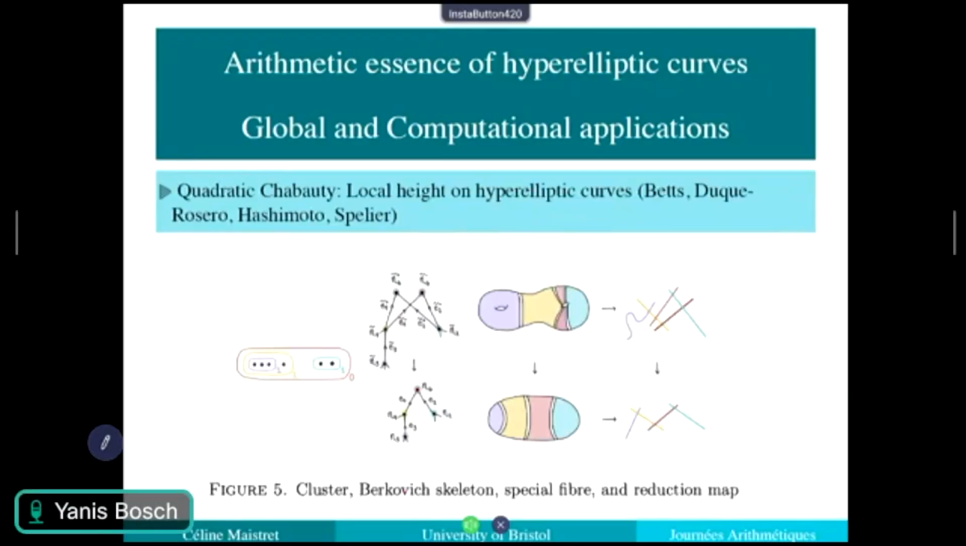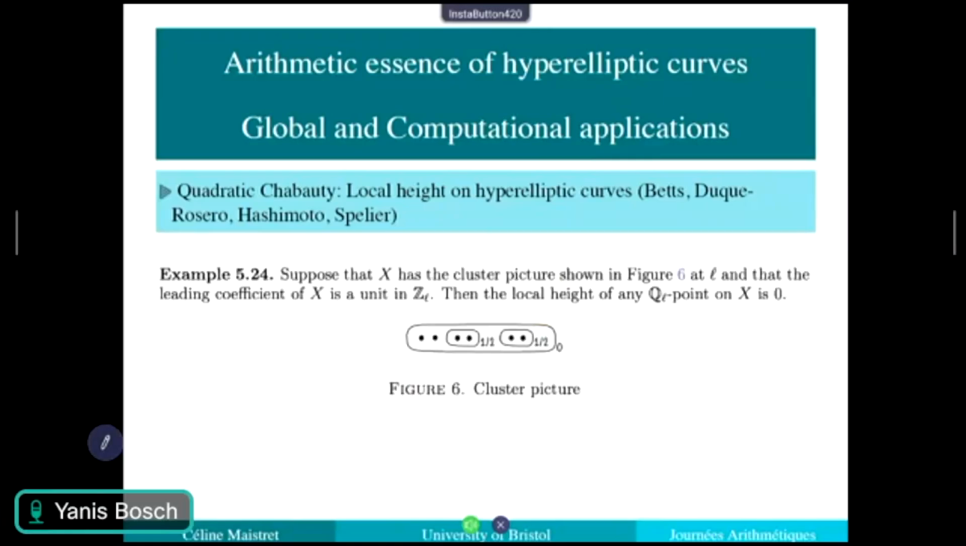The second, this is a screenshot of their paper. This is quadratic Chabauty, where here they really use the core of the cluster picture machinery. Namely, they use that the cluster picture really understands the p-adic geometry of the curve. And they associate the cluster picture with other p-adic geometry invariant elements: the Berkovich skeleton, the special fiber, and the reduction map. And they use this comparison to prove what they need.